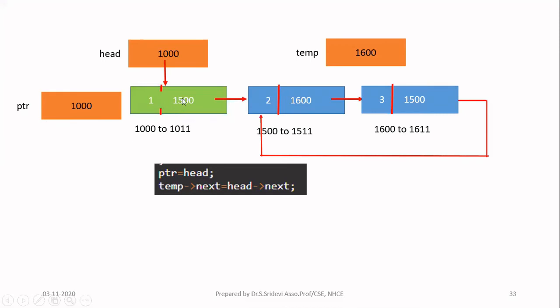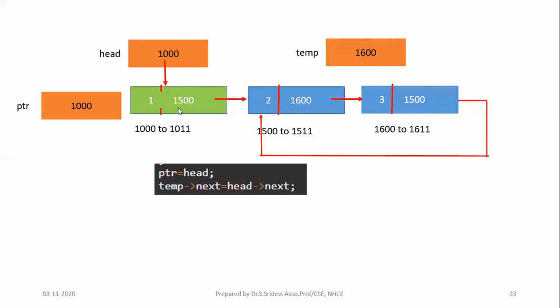Okay, the starting address of this block is available in head. So I am storing the value of head in PTR. When I do that, I will be copying the address of this node in PTR. Still, this arrow is pending. This I am going to do now. So how to do this arrow? What I'm doing here is storing this address, that is, I am storing this address 1500 in this place.